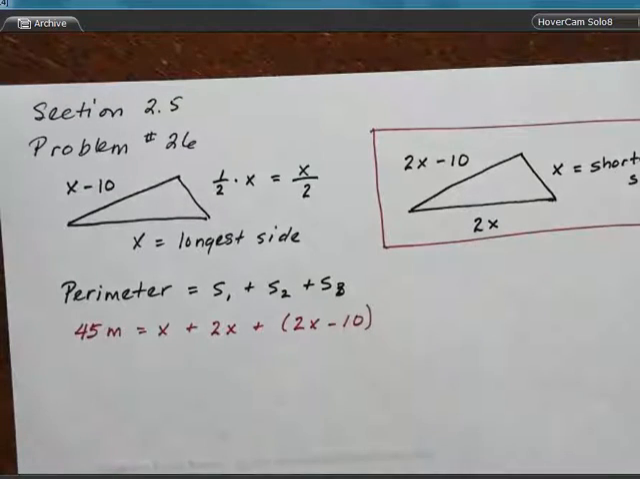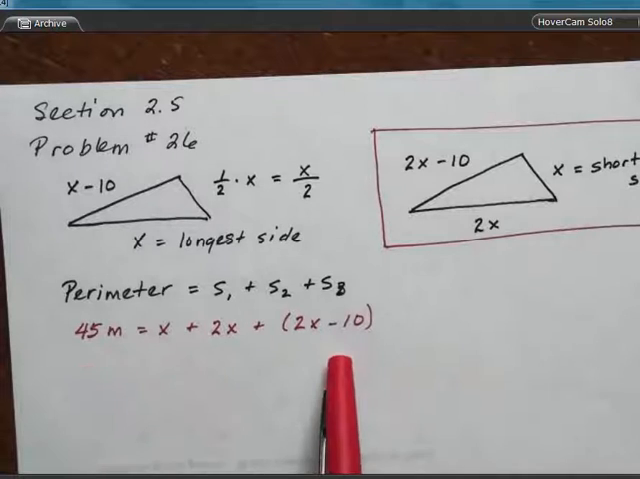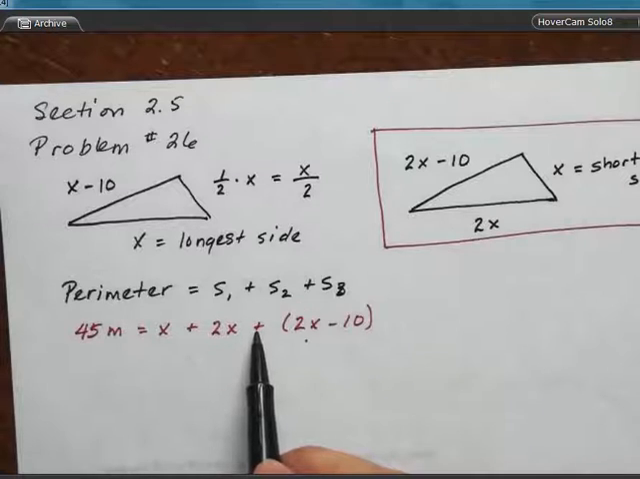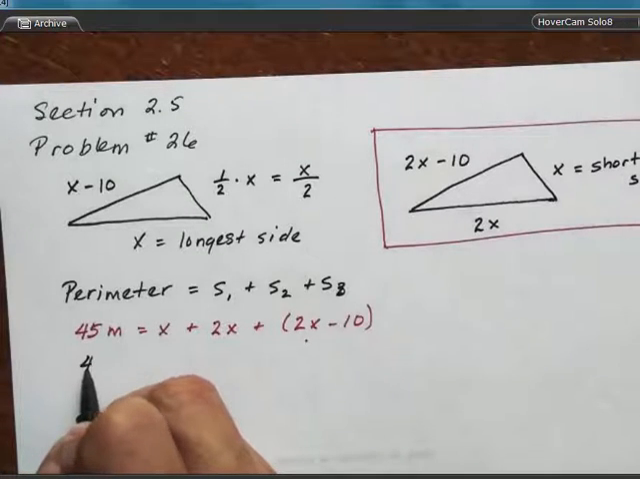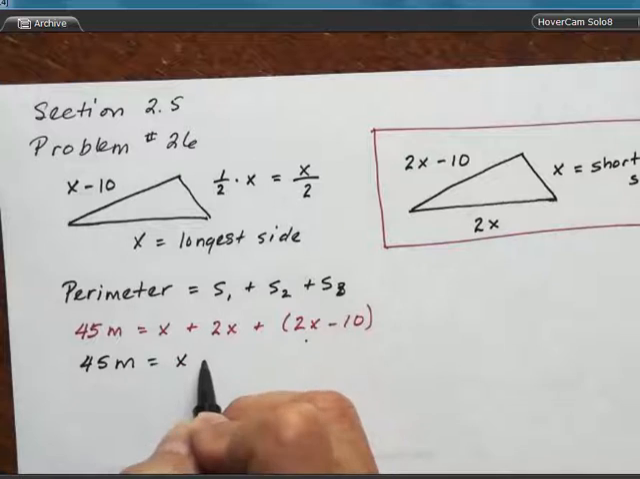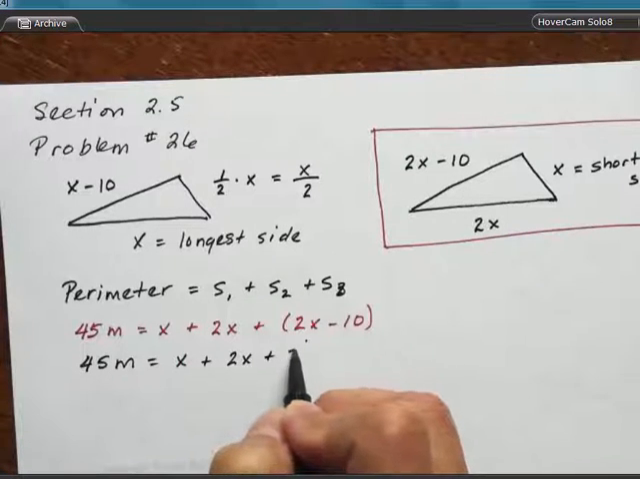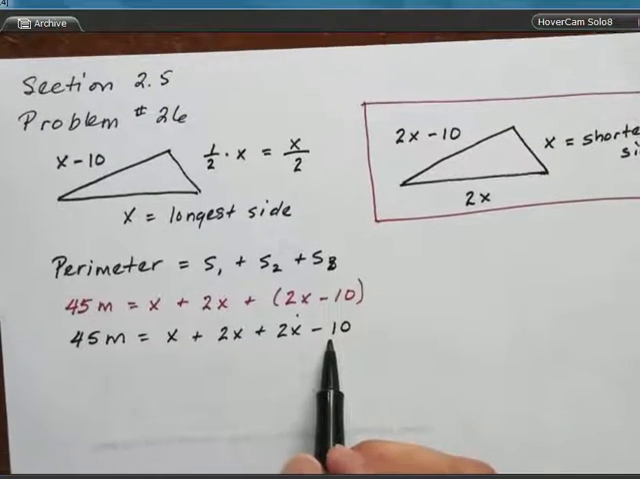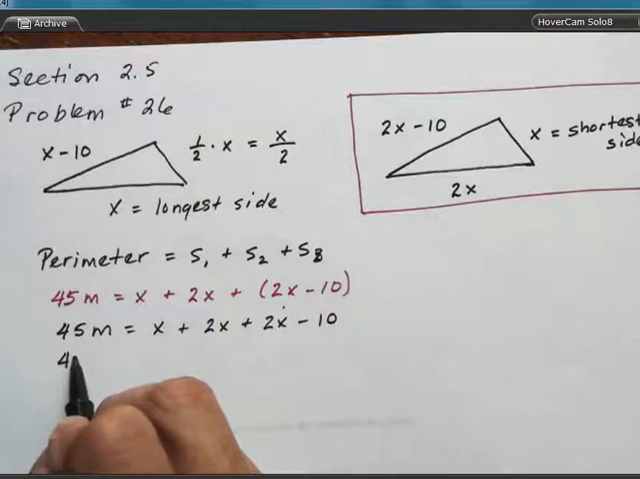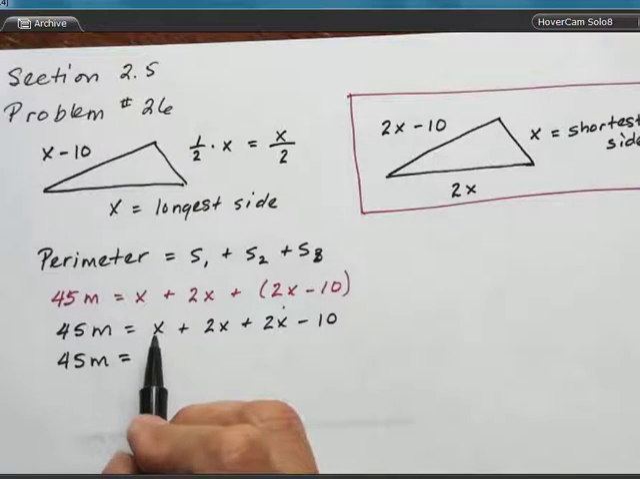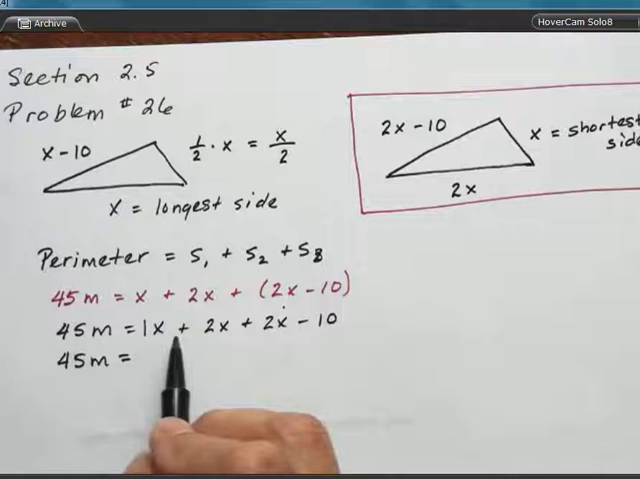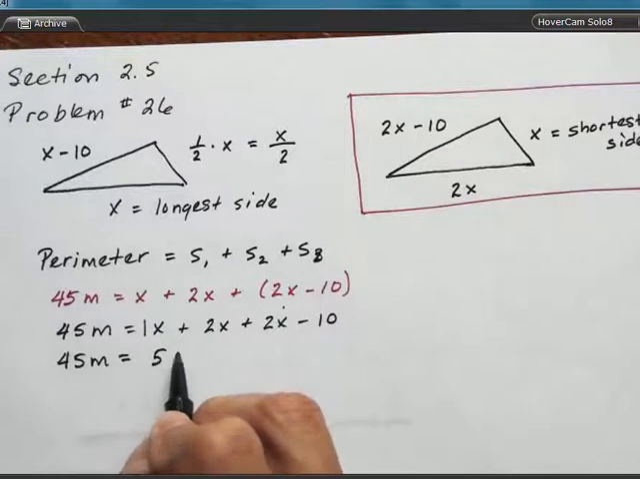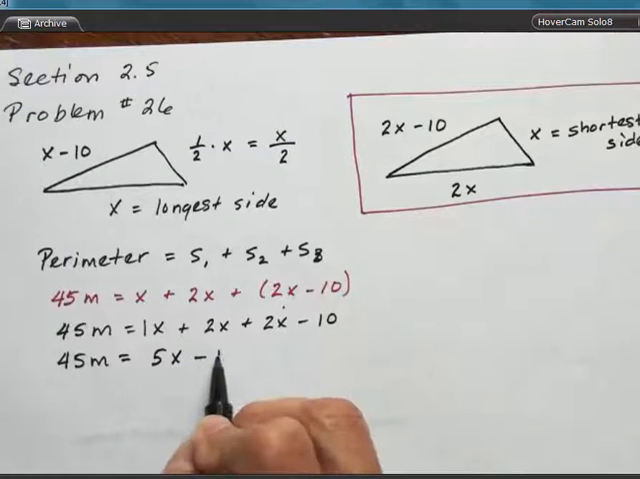Now that you have the setup for your equation, you can go ahead and solve it. And to solve it, you need to remove your parentheses. And since we're adding, we don't need to worry about doing anything with the parentheses or the expression inside the parentheses. So it's going to become 2x minus 10. Then we want to combine like terms on the right side of the problem. So we end up with 45 meters equals, and this is a 1 in front of this x, so 1 plus 2 gives me 3 x's, and then I have minus 10.